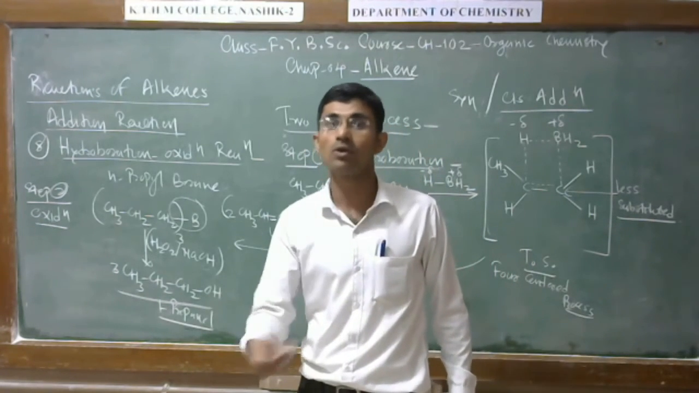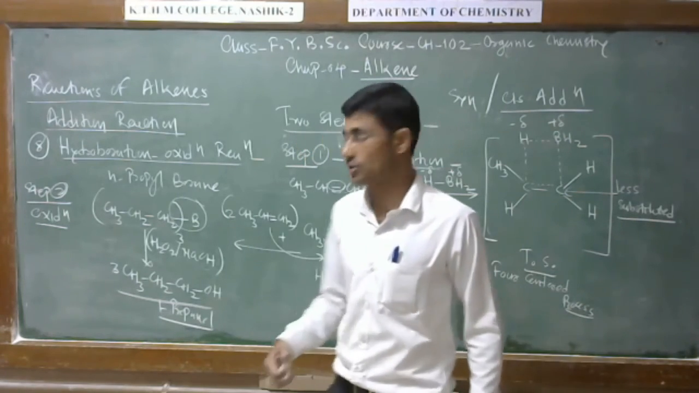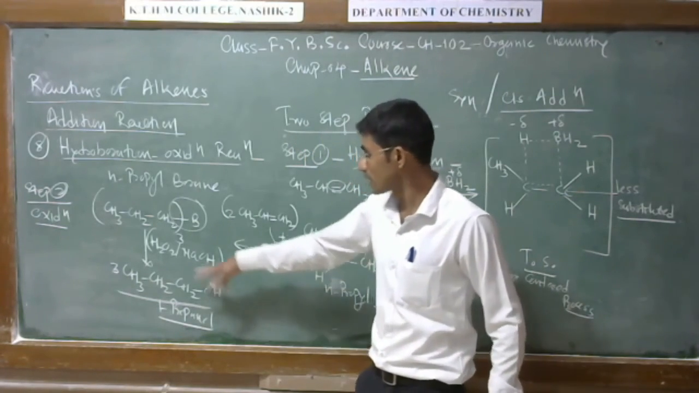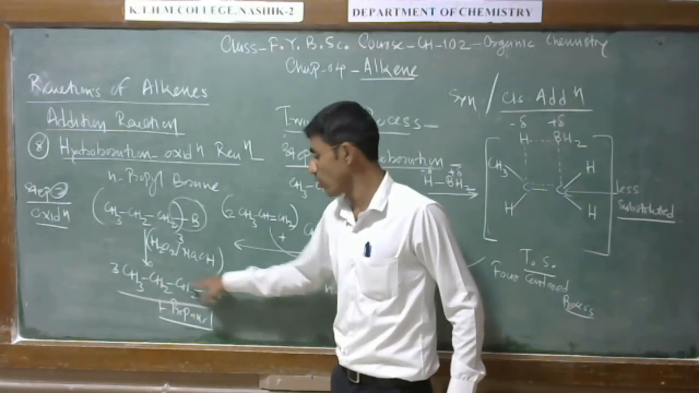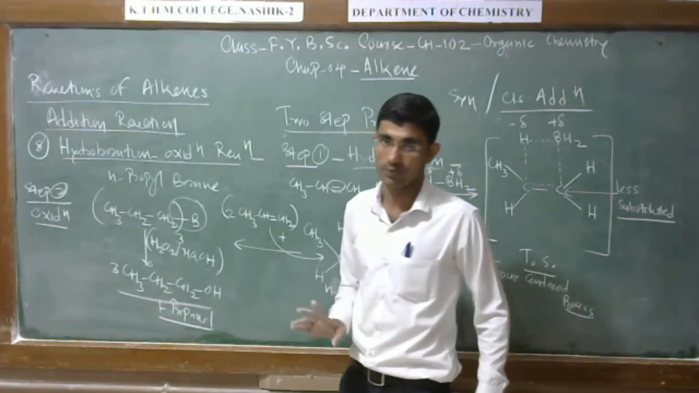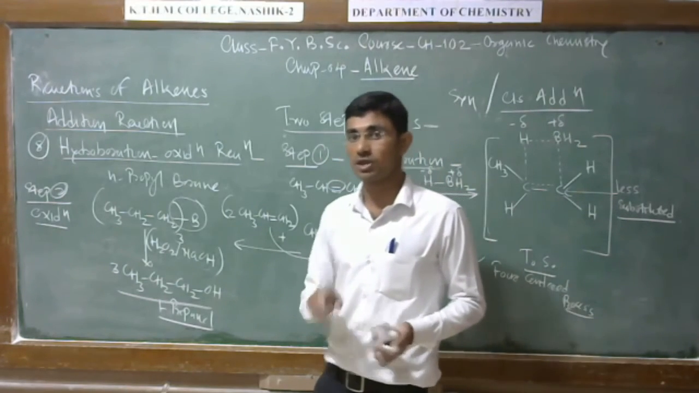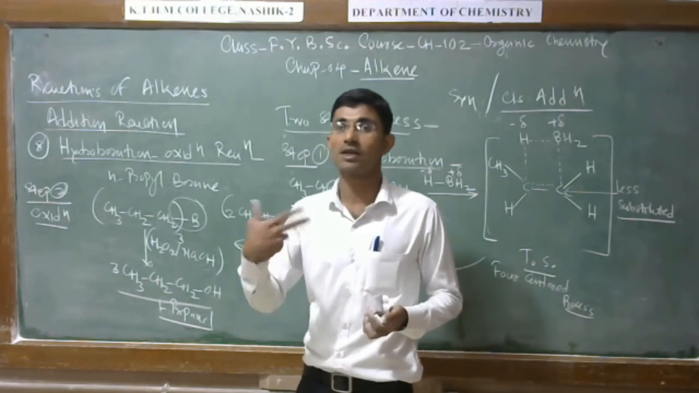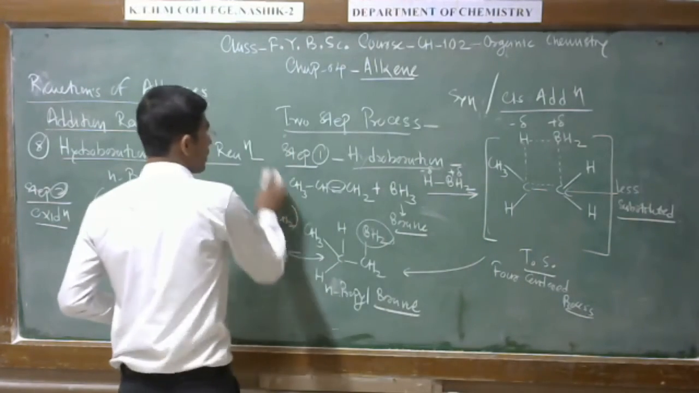But this addition looks like an anti-Markovnikov addition. In this way we get the 1-propanol compound. So the carbon boron bond is replaced by a carbon oxygen bond. In this way we can say that this is a two-step process, hydroboration first and second is the oxidation reaction. So next, we discuss an example of this reaction.